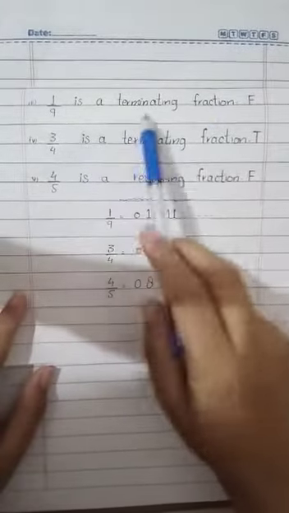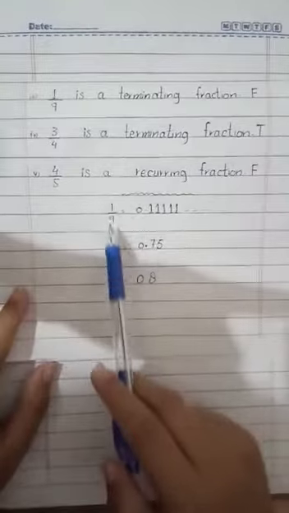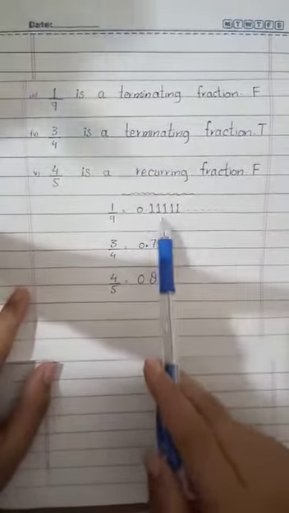Next, 1 by 9 is a terminating fraction. You can see 1 by 9 is equal to 0.1111. Here 1 is repeating itself, so it does not terminate at any point. This is a non-terminating fraction, so this one is false.